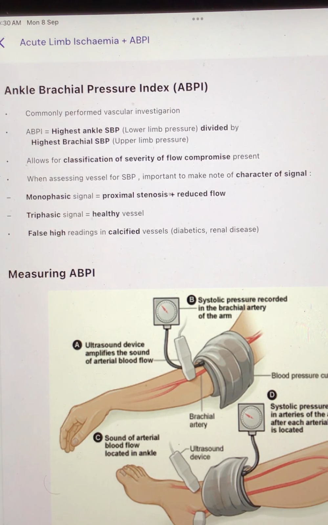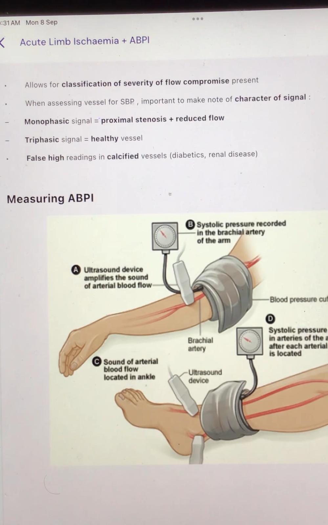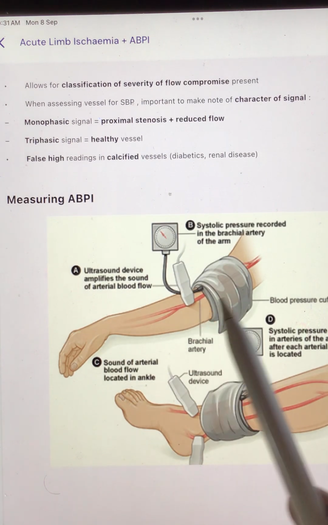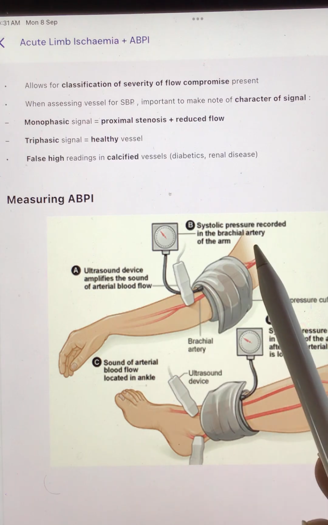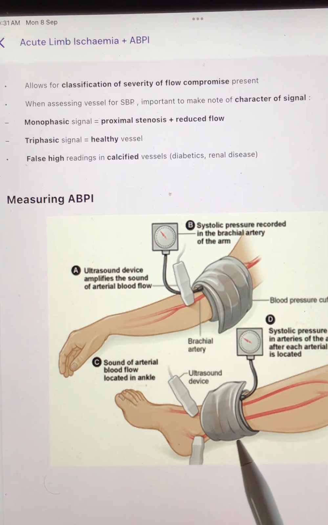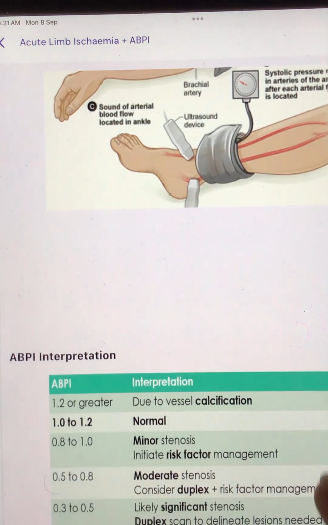A monophasic signal is proximal stenosis and reduced flow. A triphasic signal is a healthy vessel. What is triphasic is healthy. Monophasic is proximal stenosis plus flow is reduced. So you keep the Doppler beyond this, and the blood pressure cuff is inflated, just to see the blood pressure. Systolic pressure is recorded in the brachial artery, then systolic pressure is recorded in the dorsalis pedis or posterior tibial artery. That is for the ankle.